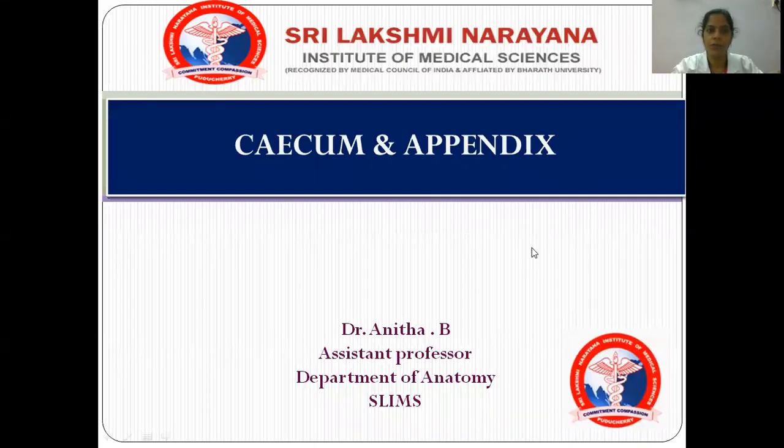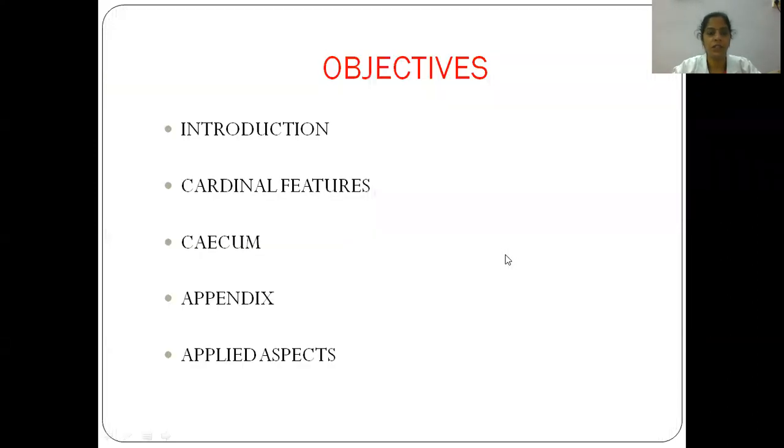Good morning, everyone. Today we are going to learn about the CAECUM and appendix. So in this class, we are going to discuss the CAECUM and appendix. It's included in the large intestine.